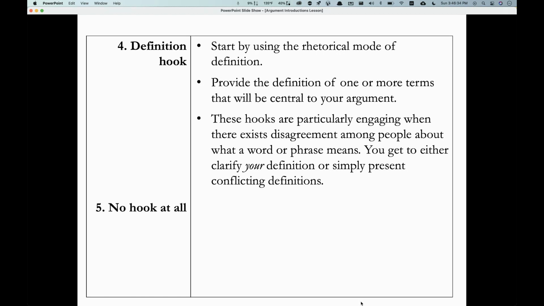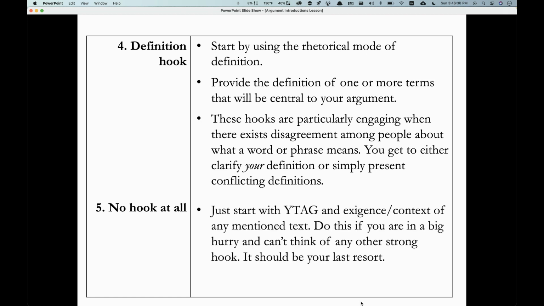The fifth hook is not really a hook, but I have it labeled here as number 5. It's no hook at all. There are some cases where you can just start with your thesis and the exigence of your argument, and if there's any text mentioned, of course, you can use your thesis.